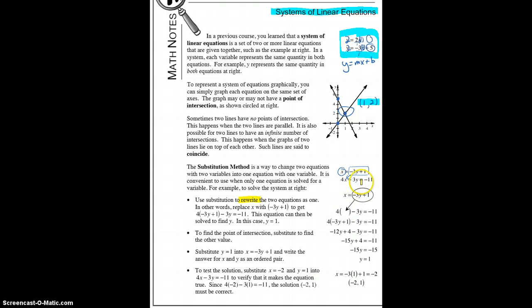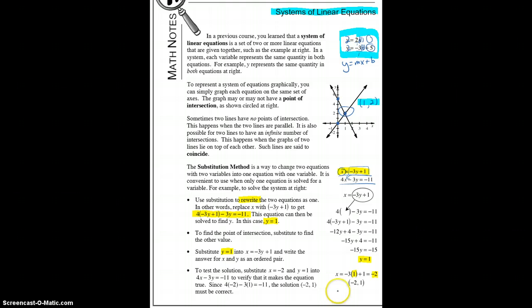So instead of 4x minus 3y equals 11, we're going to have 4 times (3y plus 1) minus 3y equal to 11. And then after you solve, you see that you get y is equal to 1. So now to find the point of intersection, we have our y value, but now we want to figure out what the x value is. So we're going to take this y equal to 1, and we're going to substitute it into our equation up here, x equals negative 3y plus 1. So we put 1 in place of y and solve, and we end up getting negative 2 out.